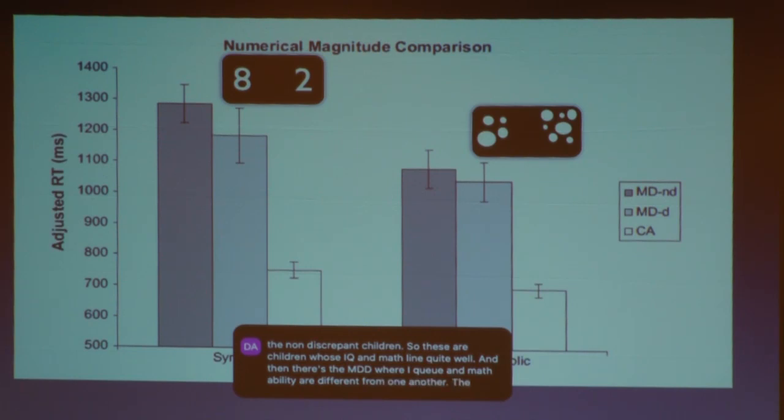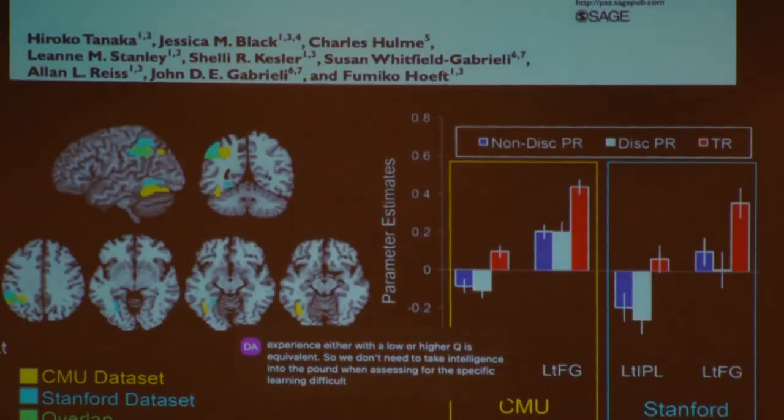The critical take-home here is that they look identical, right? The light gray and the dark gray bar, they're not statistically significantly different from one another. Yet both of them are much slower than the chronologically age-matched control group. That means the level of math difficulty that children experience, either with a low or high IQ, is equivalent. So we don't need to take intelligence into account when assessing for these specific learning difficulties such as developmental dyscalculia.